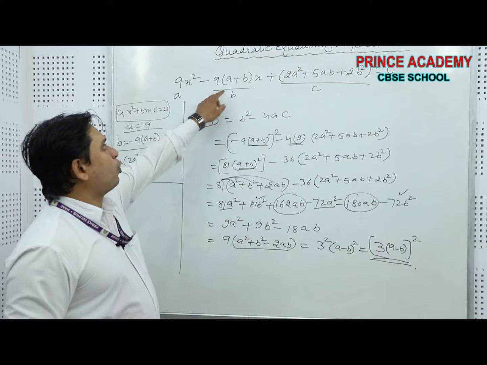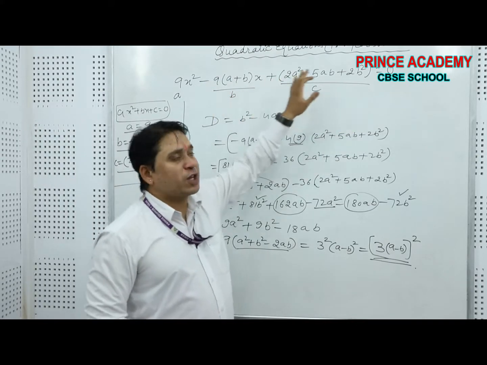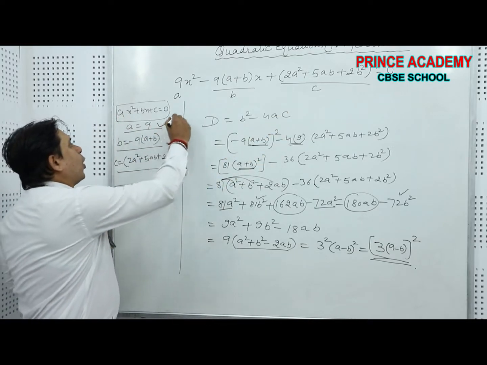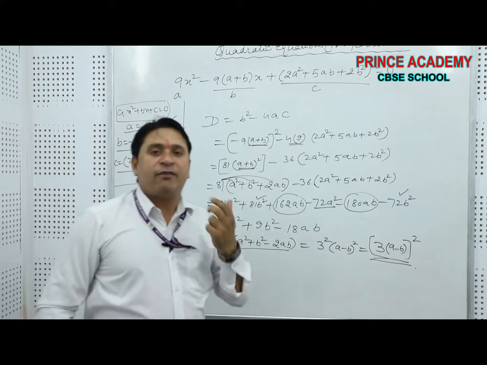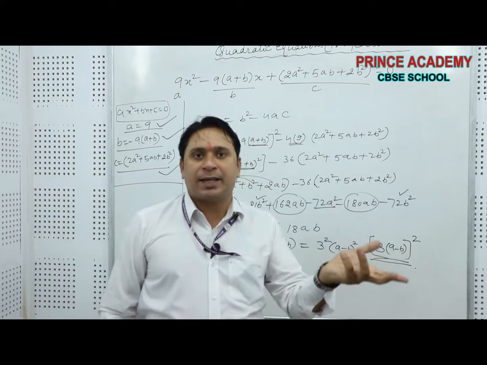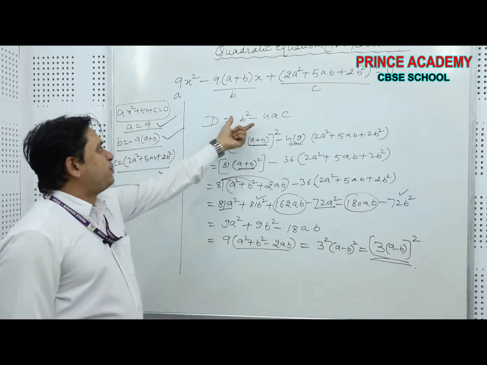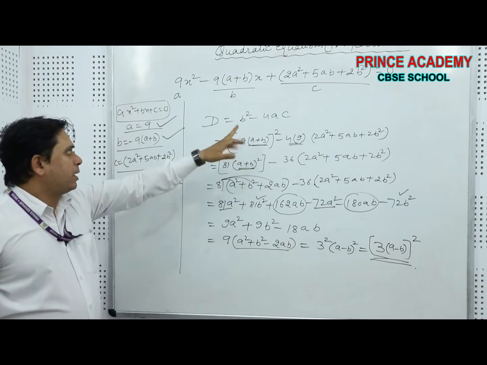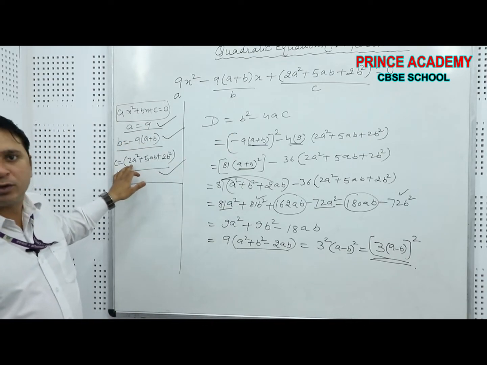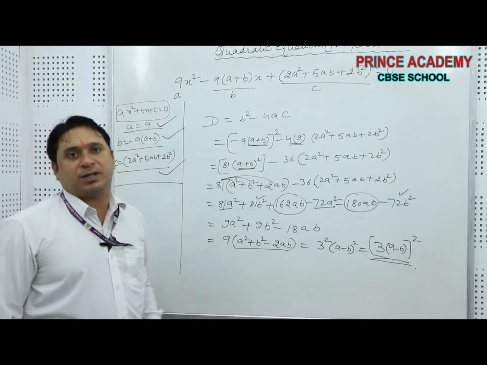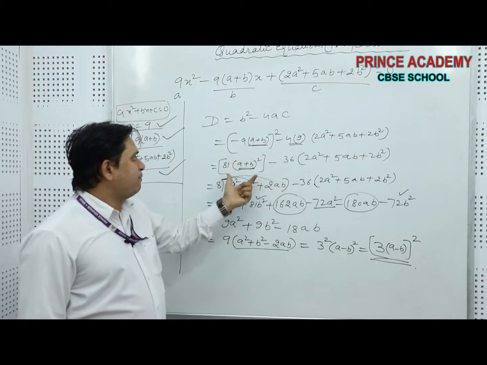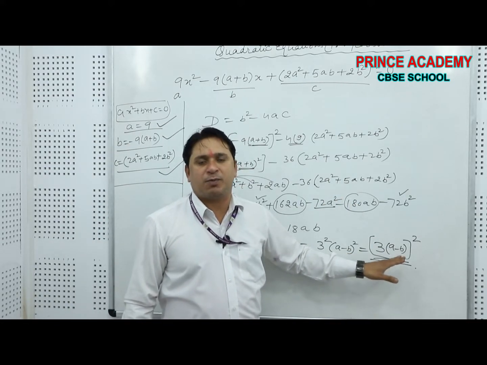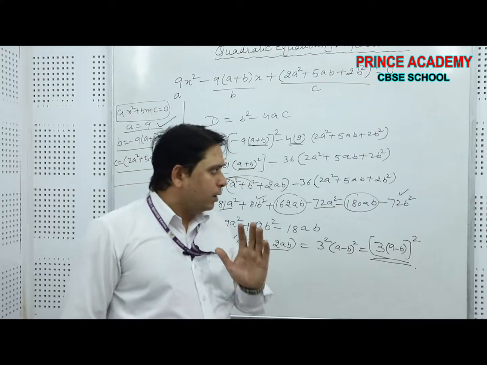See beta, it was the equation given. We compared the equation with the standard form and from here we obtained the coefficients. Okay, and we know the rule for discriminant, b square minus 4ac. We put the respective values in the formula. B was minus 9a plus b, a was 9 and c was 2a square plus 5ab plus 2b square. We put the values and simplified it. Finally we got the result as d is 3 into a minus b whole square. Okay, done. Take the screenshot.